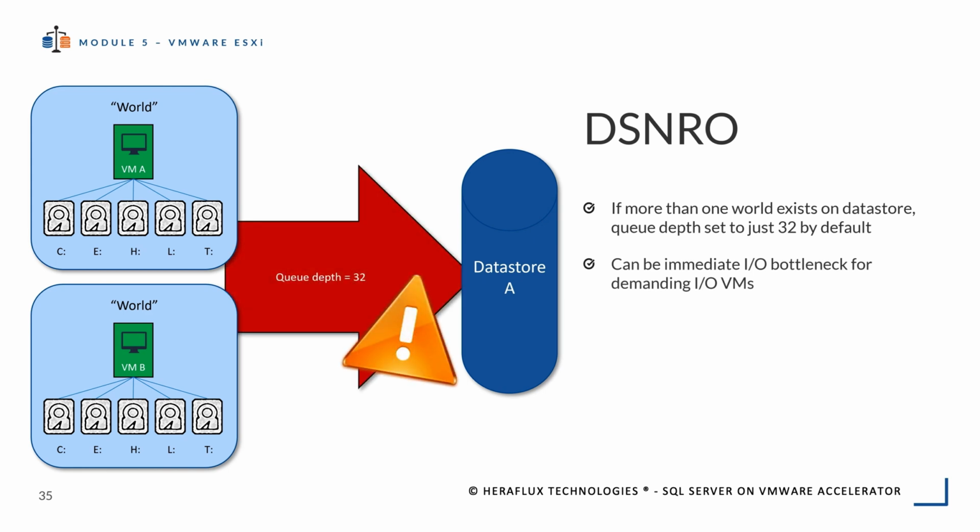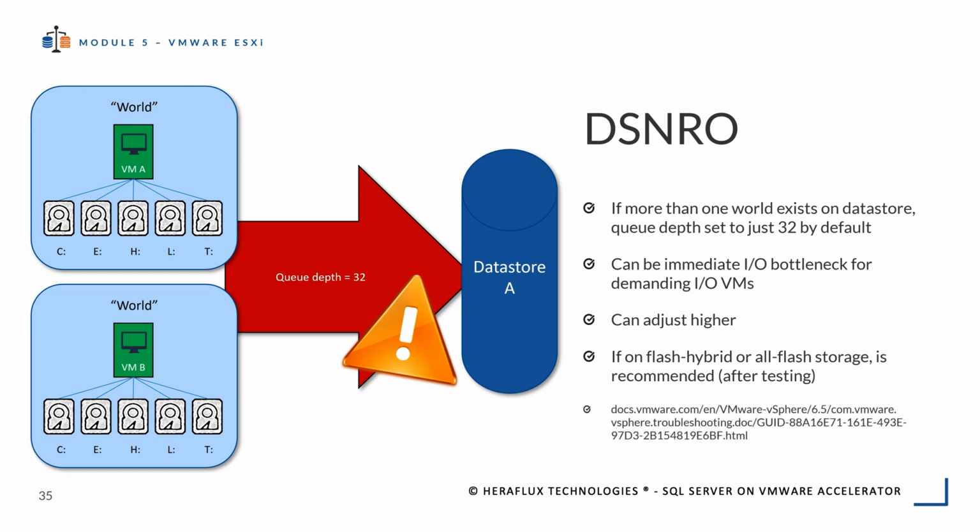Think about all the queue depth changes that we've made for fast storage up to this point. That queue depth is much higher. This default queue depth limitation of just 32 can cause an immediate storage bottleneck for any and all of your demanding SQL Server virtual machines. Thankfully, you can adjust this higher as needed. If you're on flash hybrid or all-flash storage, I recommend testing increasing this value. More detail is presented at the link on the screen.